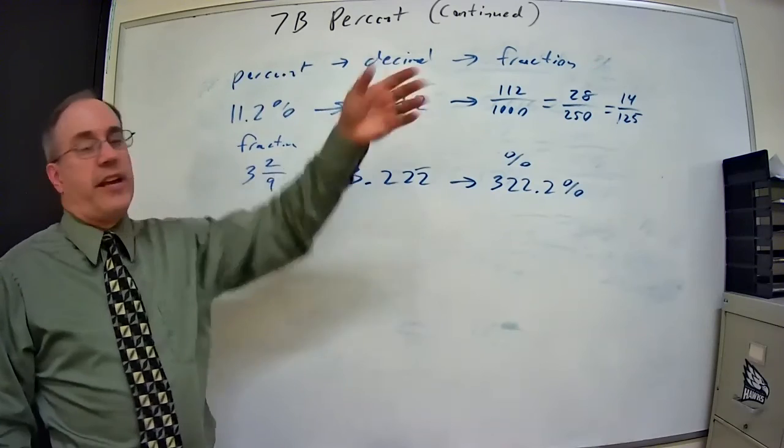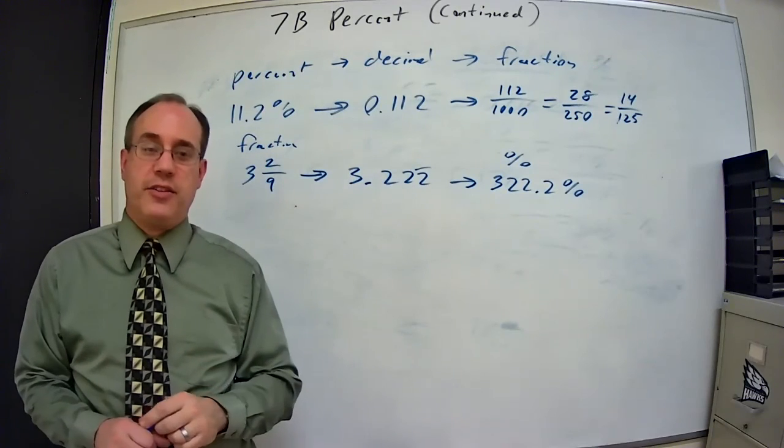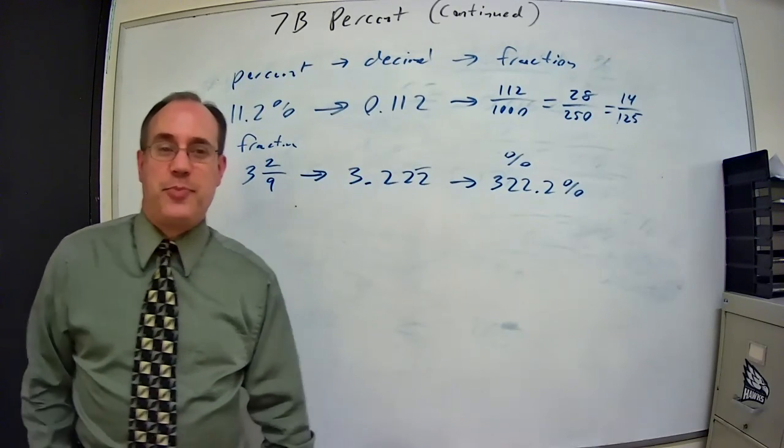So if we can convert between decimals and fractions, and we can convert between percents and decimals, then we can convert between percents and fractions just by combining the two things. And that finishes percents.